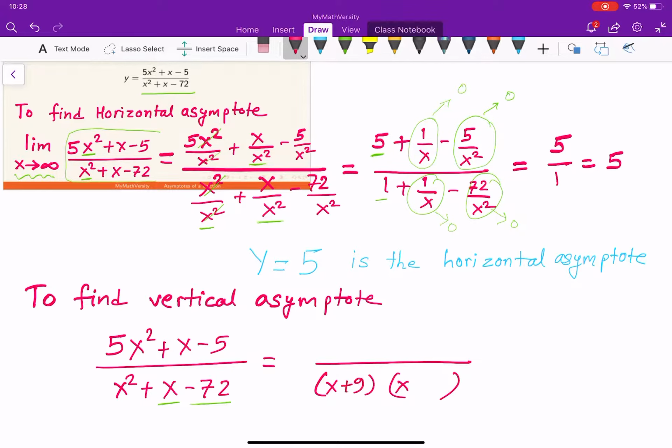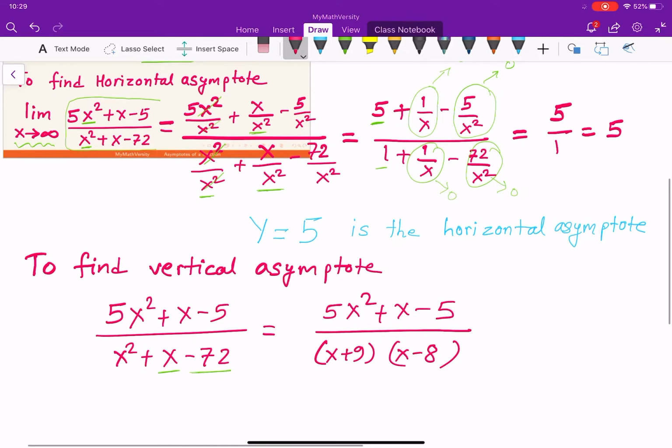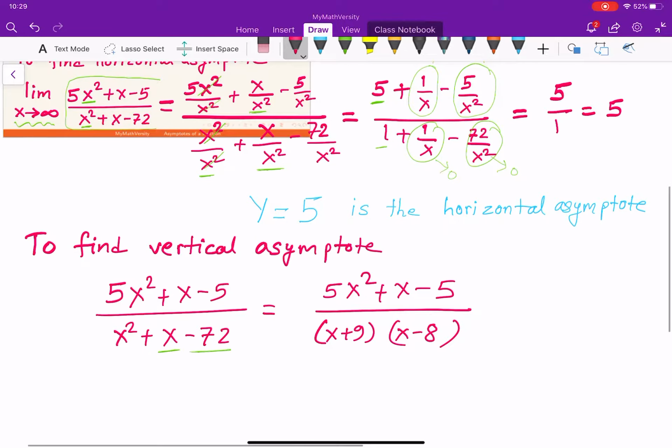Positive 9 and negative 8 would work, right? So I can do that, and let me write down the top as it is, 5x² + x − 5. So this is how I can factor the denominator. Now you can see that when I factor, the denominator is (x + 9) and then (x − 8). That's how I get it here.